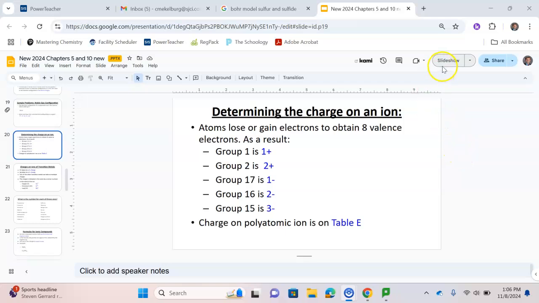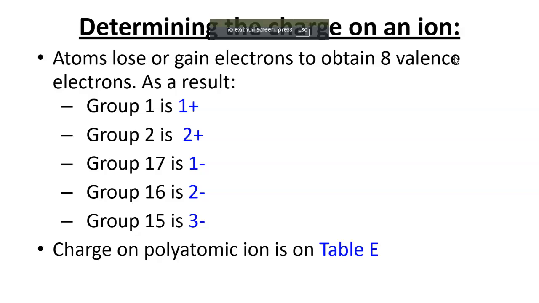Welcome back. Let's talk a little bit more about charges on ionic compounds. So when we have an ion, the charge on an ion depends on what group it's in. Remember, the groups reflect the number of valence electrons. The groups are up and down.